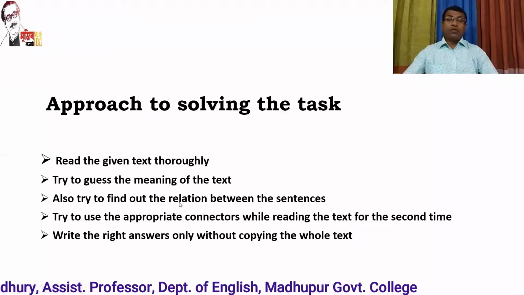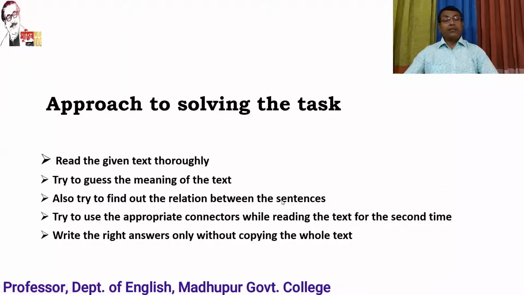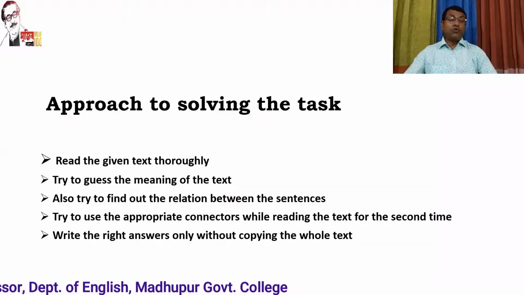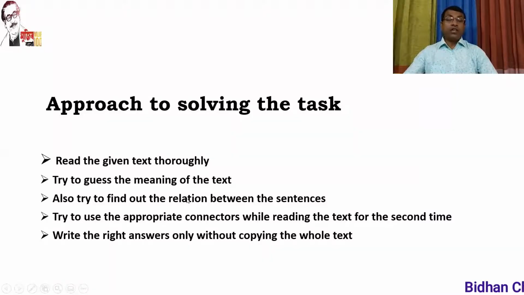Also, try to find out the relation between the sentences. You know, dear students, connectors are used to join two sentences. So, you have to find out the relation that is prevailing between the sentences. And if you can find out the right relation between the sentences, then you will be able to use the right connector. So finding out relationship between the sentences is another important thing for using the right connector.